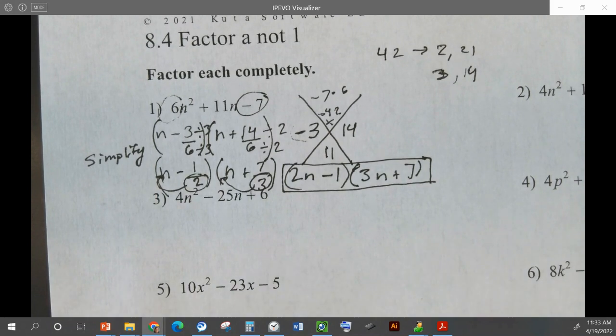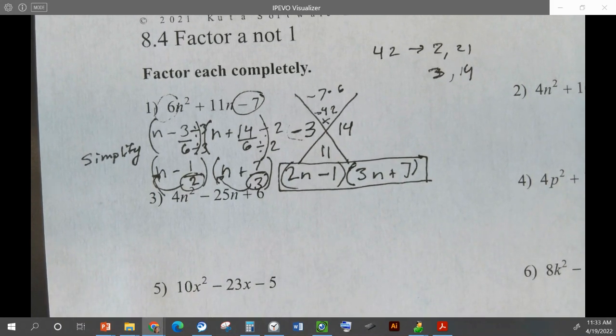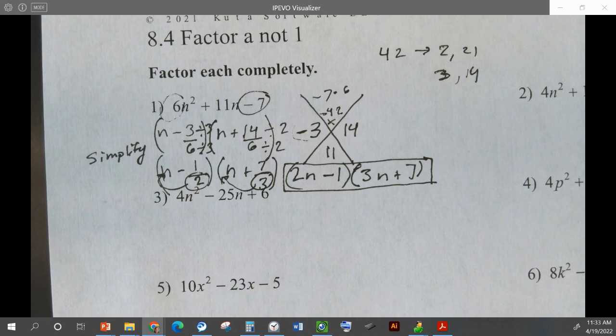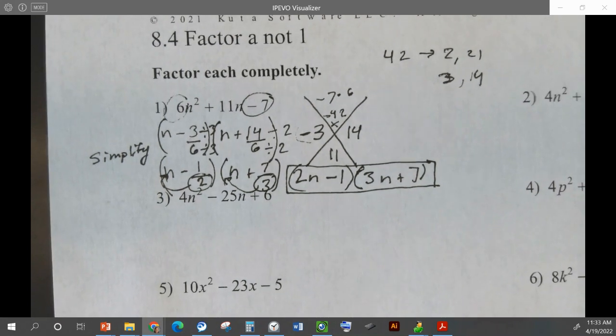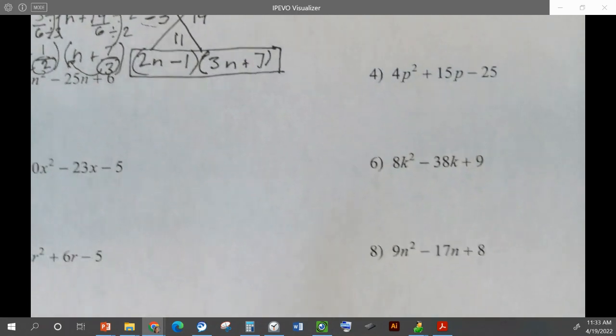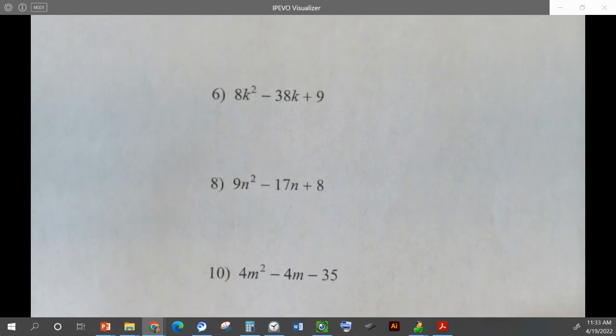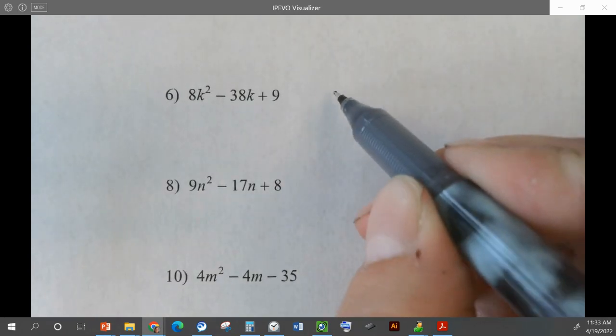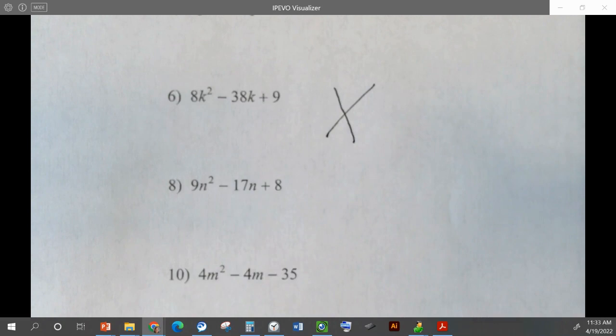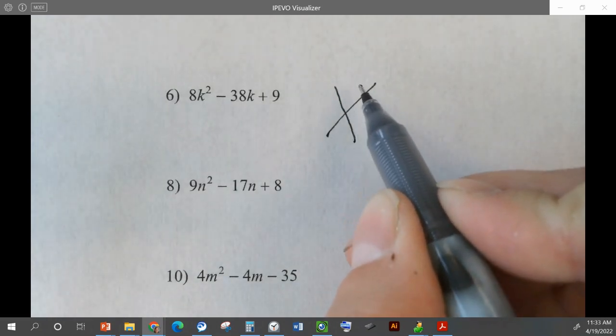Okay, are there any other ones? Let's do at least 2 more. Does anyone want to pick another one to do together? Number 6. Okay, I'm gonna slide over. Number 6. So we're using our x factoring method. What needs to go on the top of our x?